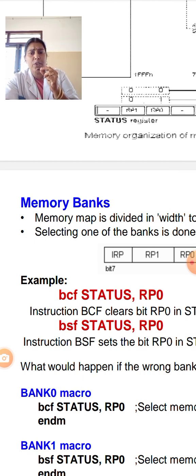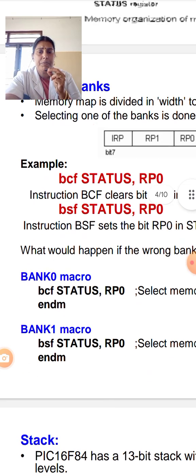In case of bank 0, the instruction is BCF STATUS, RP0. If it is bank 1, it is BSF STATUS, RP0.